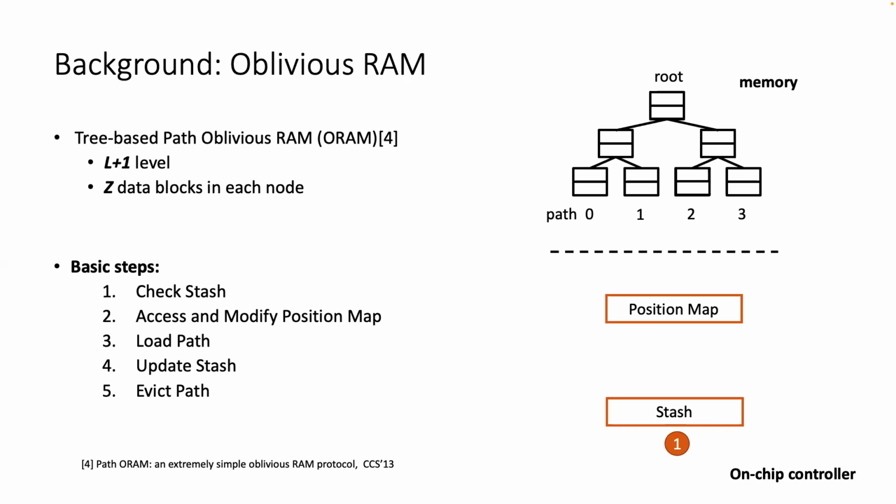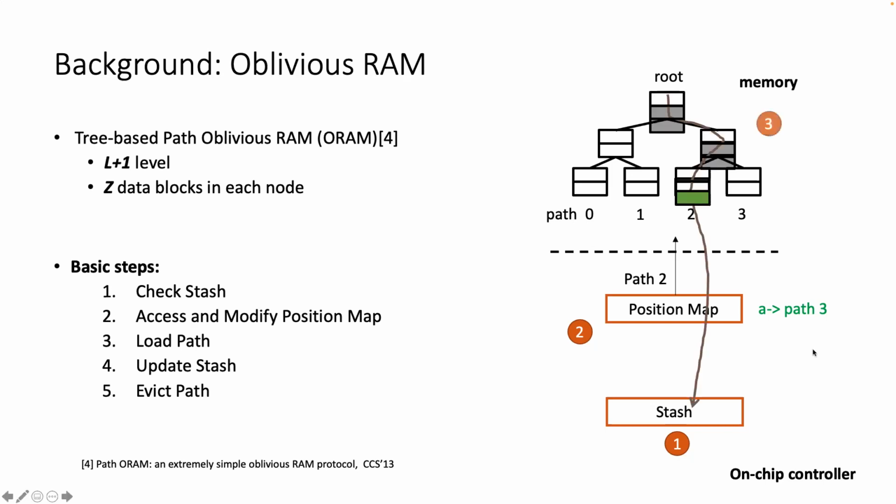So in step 2, we need to go to the position map, which stores the mapping information of the data block to the path ID stored in the main memory. In this step, for example, we find out a block of interest is stored in path 2. And at the same time, we assign this data block a new path ID so that next time you access this data block, it will not be in the same location as before.